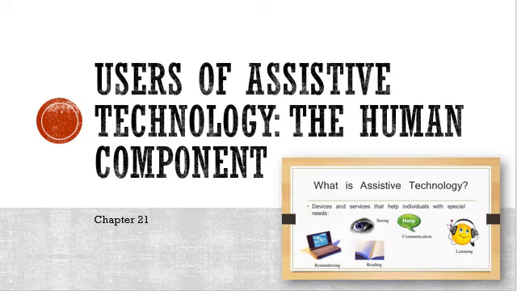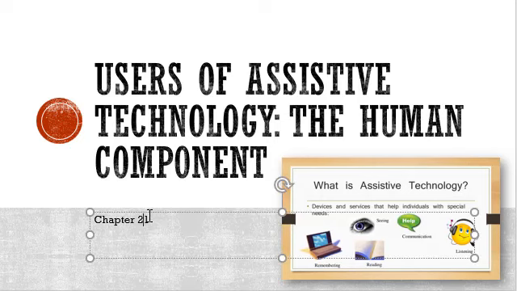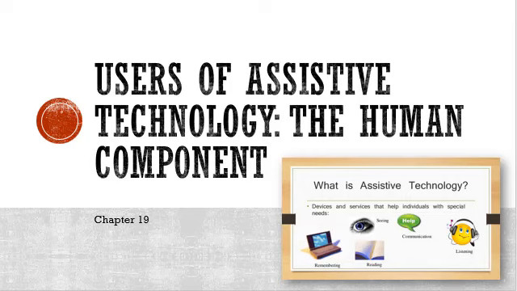So, first up here, and it's actually chapter 19 in your textbook. Let me see if I can make a little change here, real quick. So, looking at users of assistive technology, the human component. And assistive technology can obviously have a big impact upon everyday life.